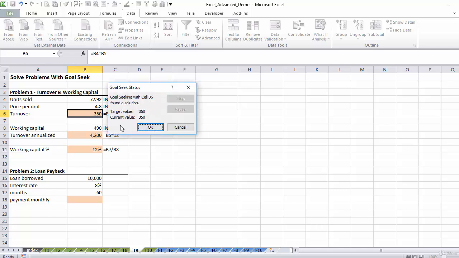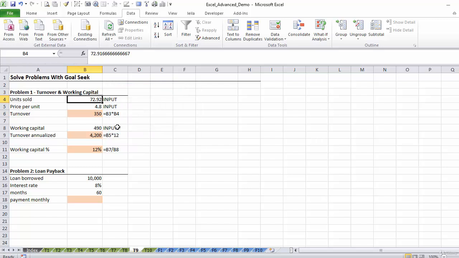And I say OK. Then it tells me it's found a solution, and I say OK, and I can see I need to sell 73 units to get to the turnover of 350. And it does this without overwriting anything. My formulas are still intact.